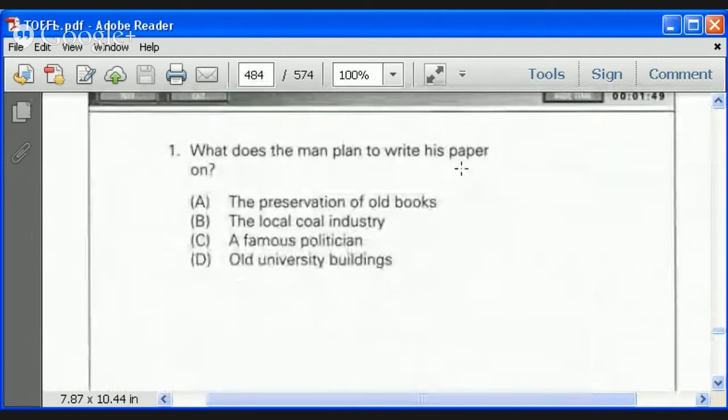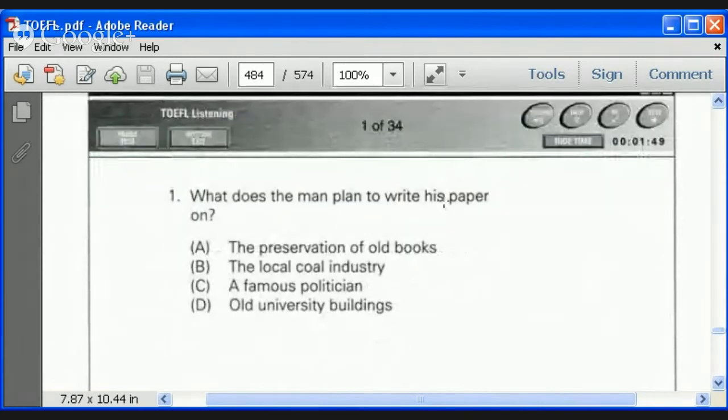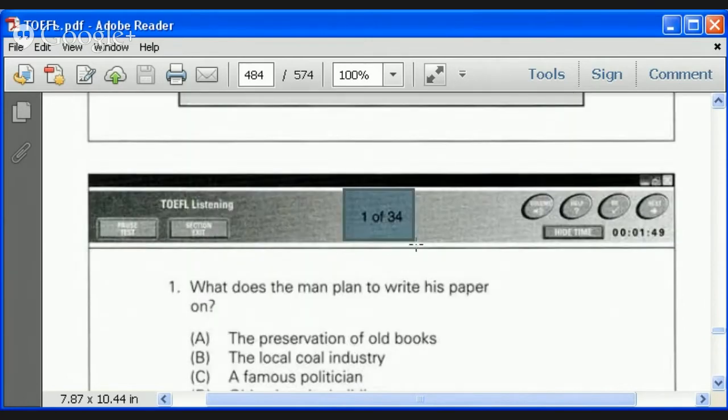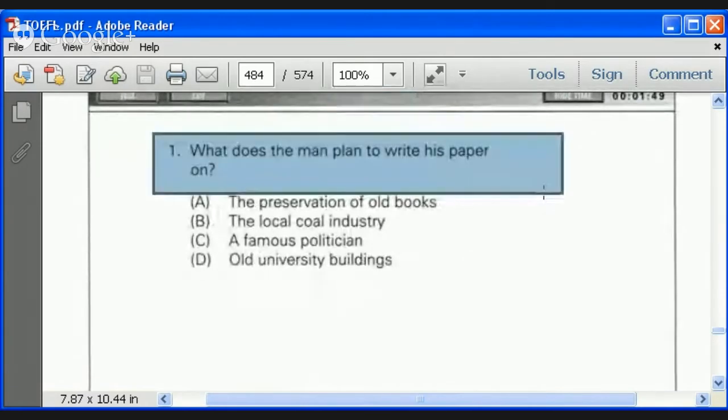All right, this is what the typical questions look like. Here's your screen, TOEFL iBT, of course, computerized tests. Very simplistic. This is basically what you'd be looking at. Okay, 1 of 34, great. 34 questions. Okay, here we go. As I predicted. Wow, how did I do that? I guess I've seen about 50 of these things. That's how. Okay, what does the man plan to write his paper on?